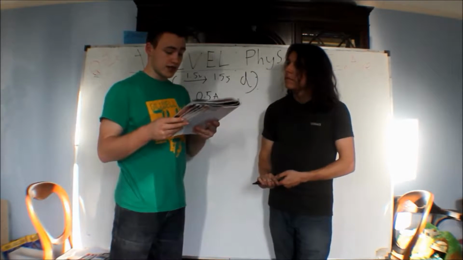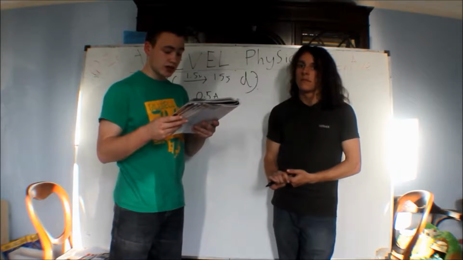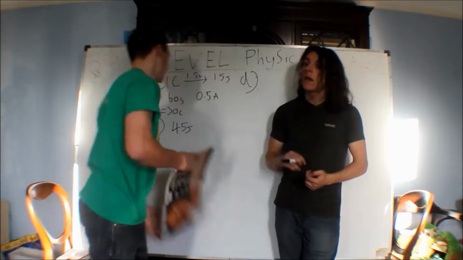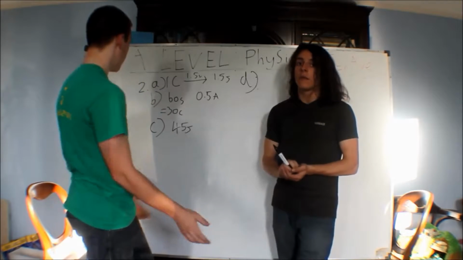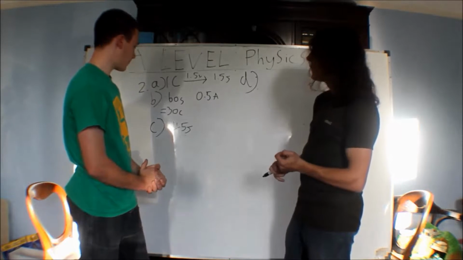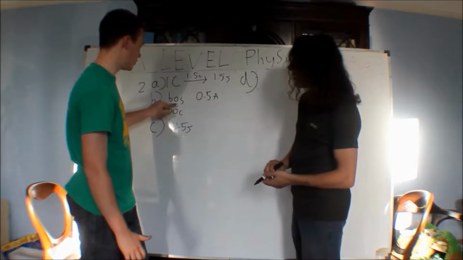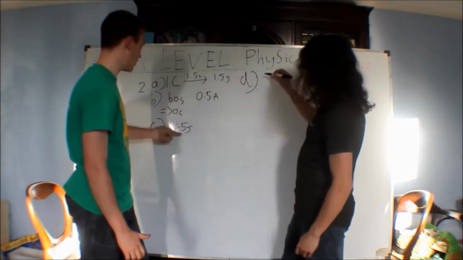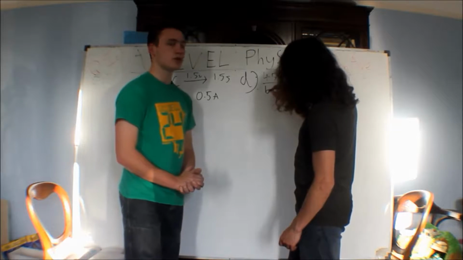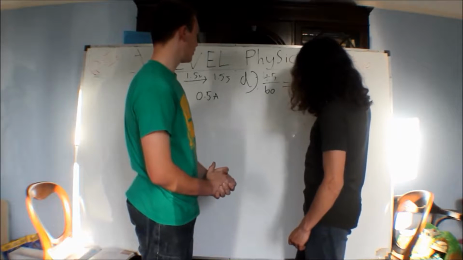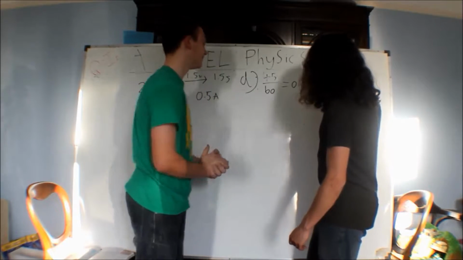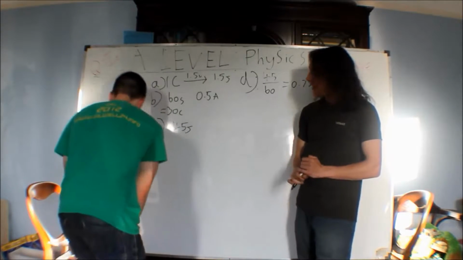Okay, part D. The power of the cell is the energy that is transformed per second. What is the power of the cell? Well, the equation for power is joules over time. We have this many joules in this many seconds, so 45 over 60 is 0.75. And that's how many watts? Joules per second.